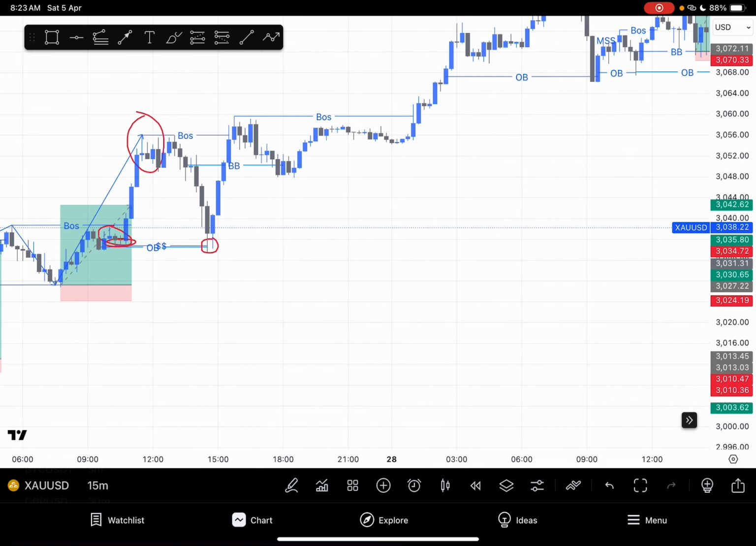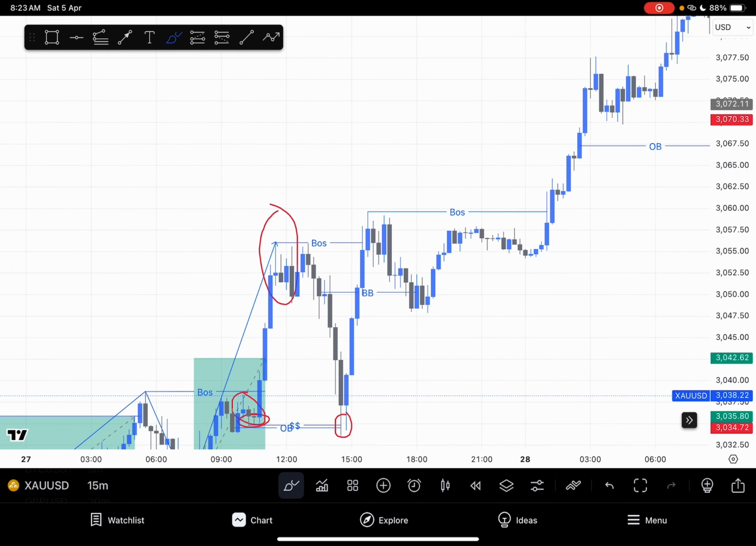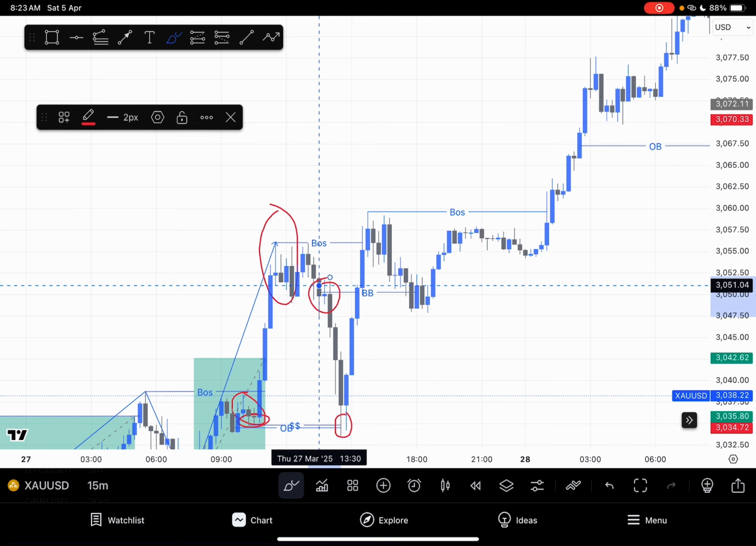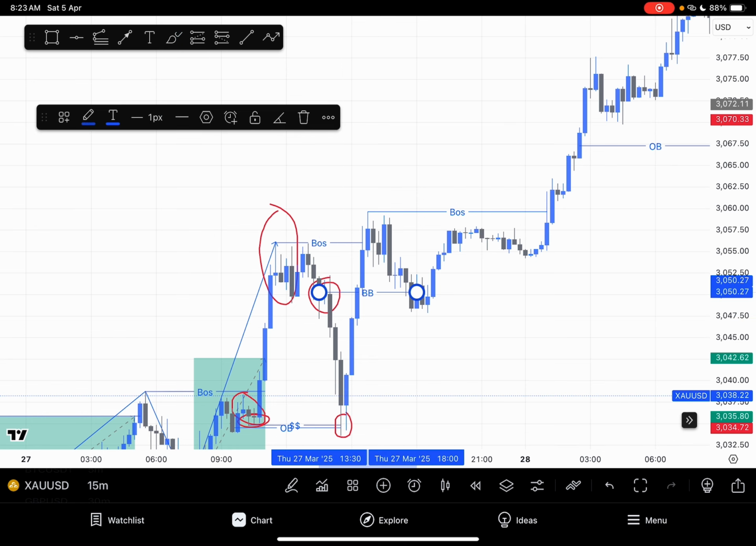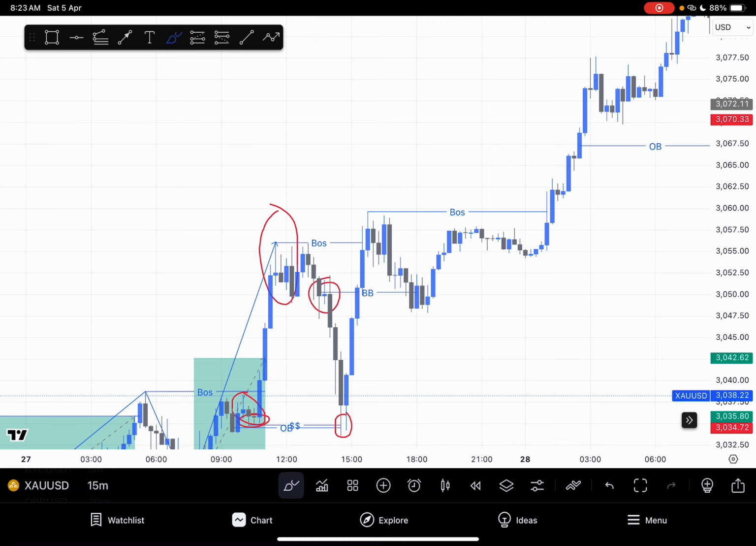Let me check the 15 minute time frame. Okay, you can see it's clearly there. There's a breaker block there. This is the breaker block. Now you see price tapped on the breaker block. You tap on the breaker block, creating another break of structure.